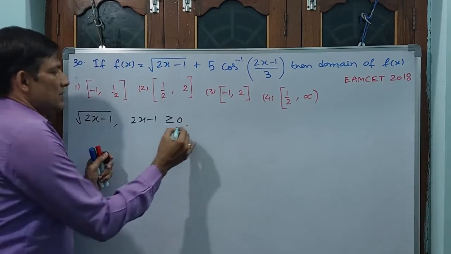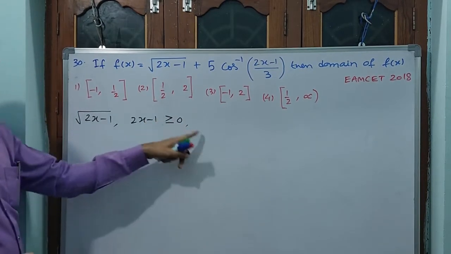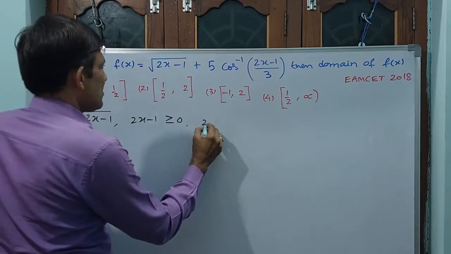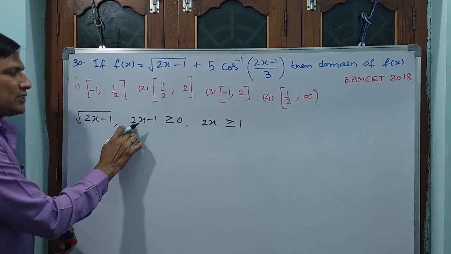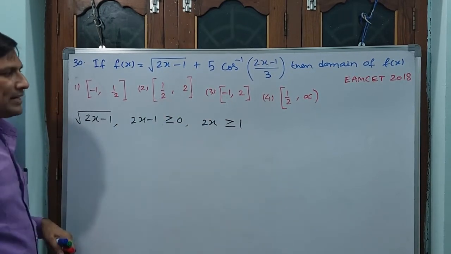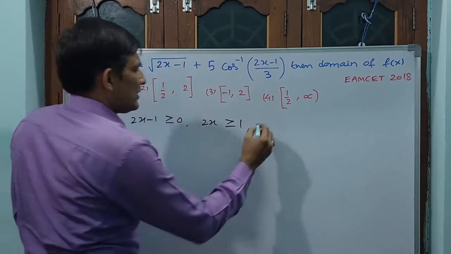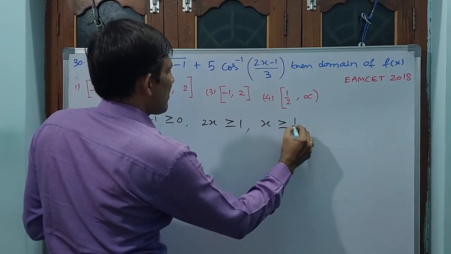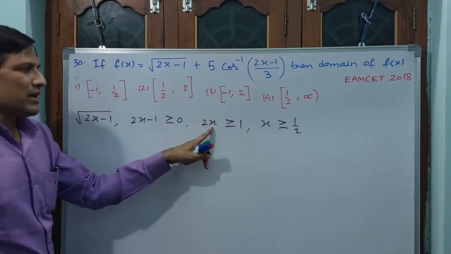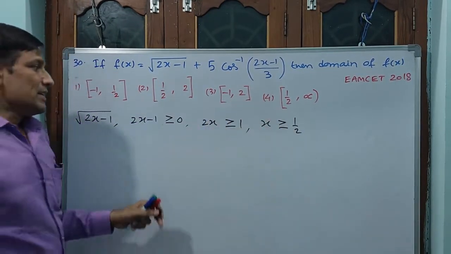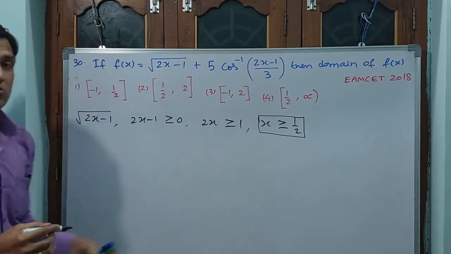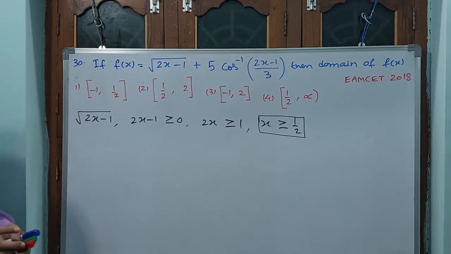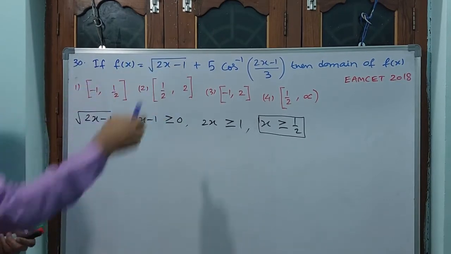See, if this is the case, then you add plus 1 on both sides. Why? Because this is going to cancel. Plus 1 minus 1 gets cancelled, so 2x is greater than or equal to 1, because 1 you have added. Now you divide by 2. x is greater than or equal to 1 by 2, because both sides you have divided by 2. Put a box for this value, because we may have to use it: x greater than or equal to 1 by 2. Okay, that is one thing. Let it be, and we will see the remaining.